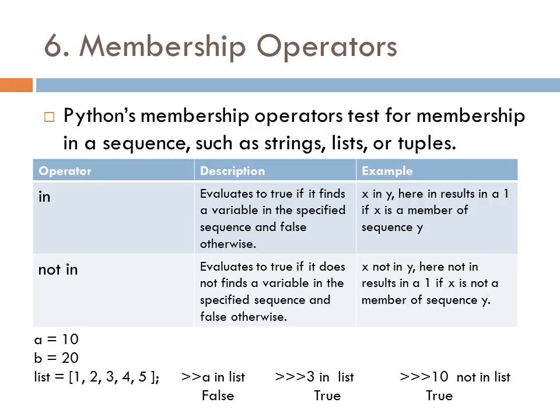For example, take A is equal to 10, B is equal to 20 and the list values are 1, 2, 3, 4, 5. First operation, A in list. So A contains 10, 10 in list. 10 is not there in the list, so it returns false. Next example, 3 in list. 3 is there in the list, so it returns true. Next, another example, 10 not in list. 10 is not there in the list 1, 2, 3, 4, 5, so it returns true.